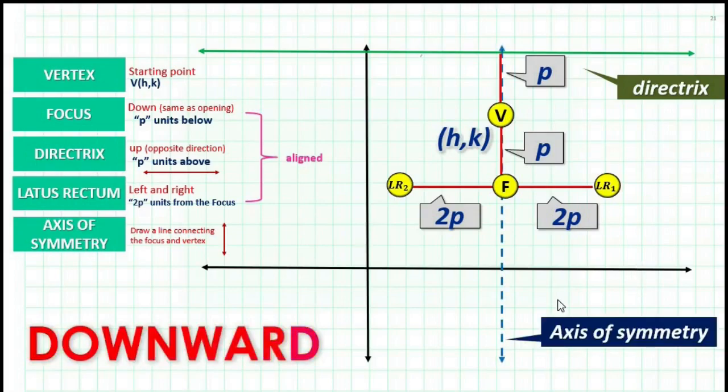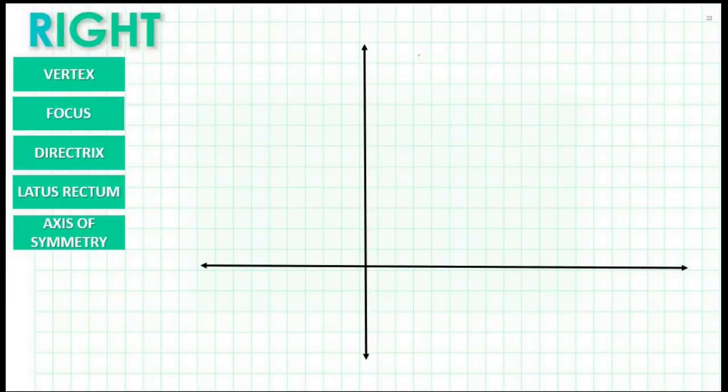The blue broken lines now here represent the axis of symmetry. After plotting all the essential parts, we now draw the curve by connecting LR sub 1, the vertex, and LR sub 2, and simply including arrowheads to the graph so that we know that it will extend infinitely in both directions.